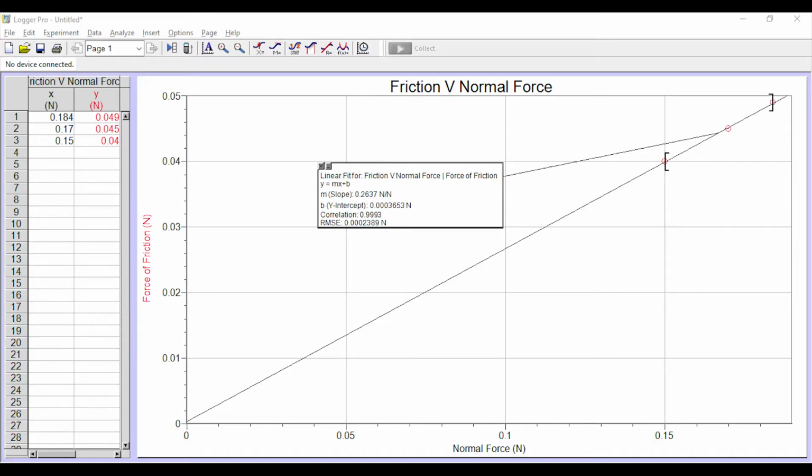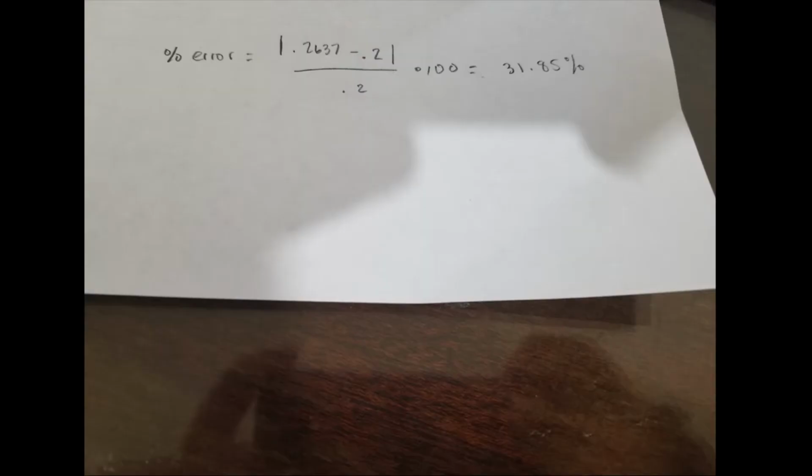Here's my final graph. On the y-axis, I have graphed the frictional force, and on the x-axis, I have graphed the normal force, and then found the slope, and the slope is the coefficient of kinetic friction. For my percent error, I got around 31%, which is not great, but it's pretty good considering I did this at home with household materials.